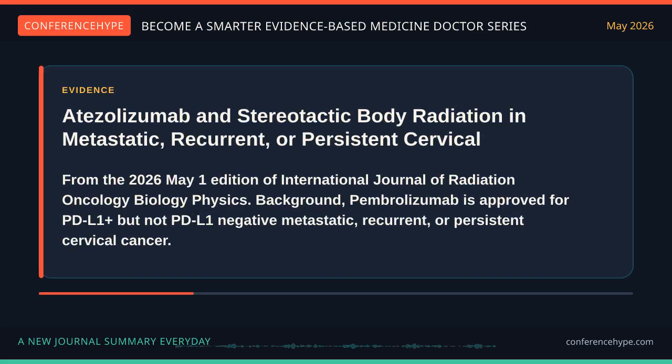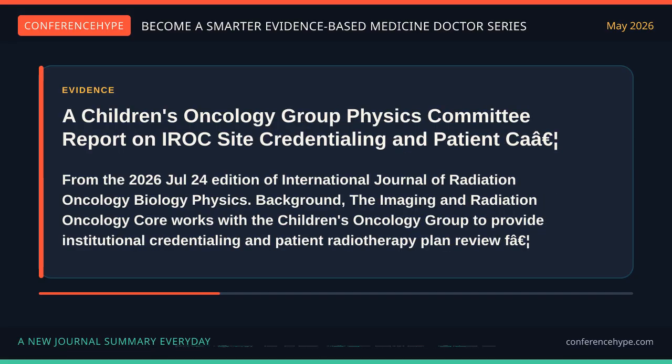From the 2026 May 1 edition of International Journal of Radiation Oncology Biology Physics. Background: pembrolizumab is approved for PD-L1+, but not PD-L1 negative metastatic, recurrent, or persistent cervical cancer. Methods: response rates to single-agent anti-PD-1, PD-L1 therapy have been modest with no responses noted in PD-L1 negative tumors. Results: a total of 21 patients were enrolled. Discussion: in this first trial of SBRT and atezolizumab in metastatic cervical cancer unselected for PD-L1, combination therapy was well tolerated. From the 2026 July 24 edition of International Journal of Radiation Oncology Biology Physics.